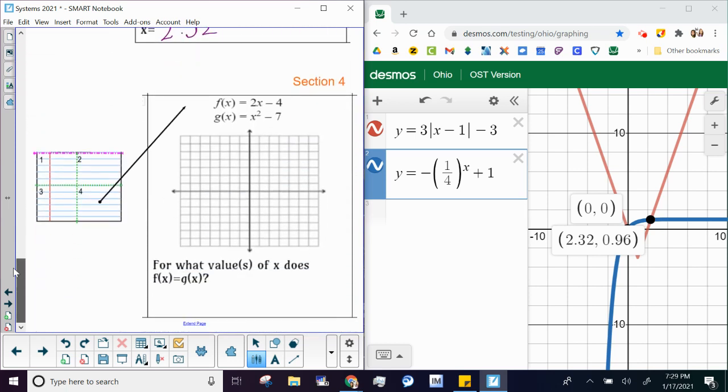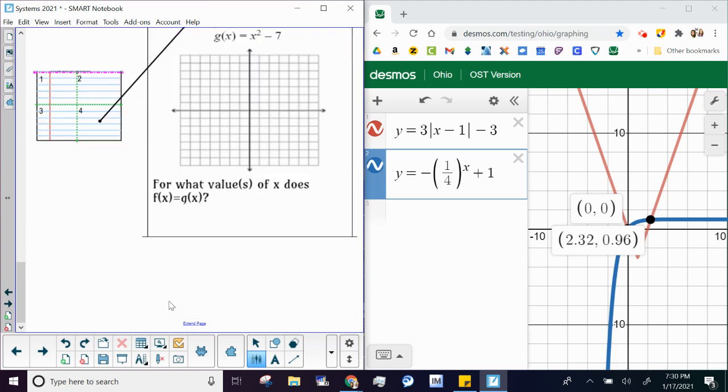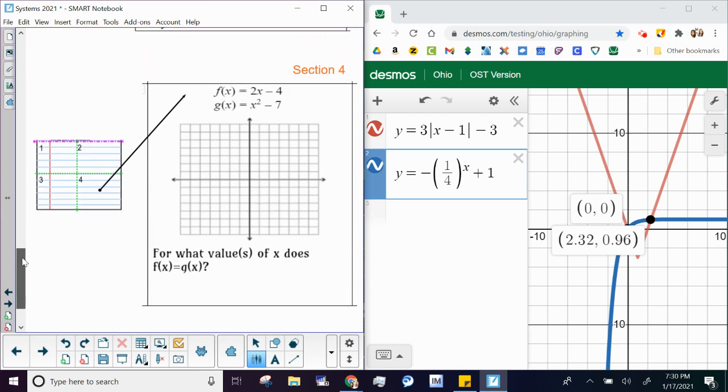Okay, fourth section today. This is the last section we're going to be doing today. It says f of x equals 2x minus 4, and g of x is equal to x squared minus 7. And it says, for what values of x does f of x equal g of x? So write the whole thing down. Pause it, write the two equations because they have equal signs, and write the question down at the bottom. When you come back, we're going to talk about it.